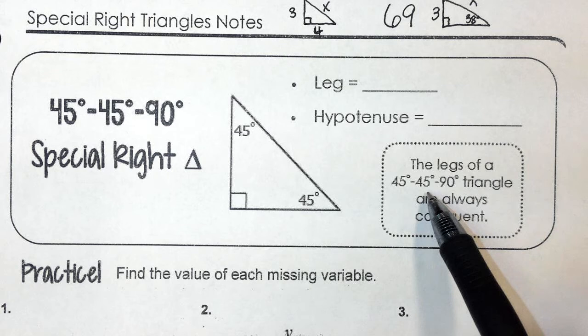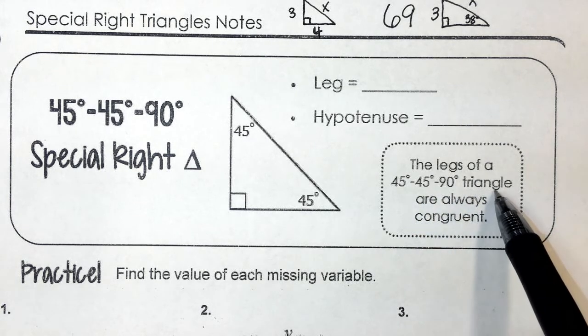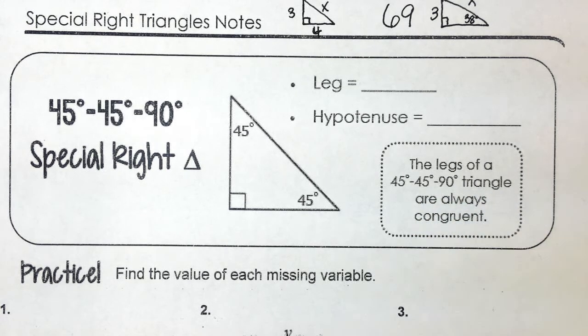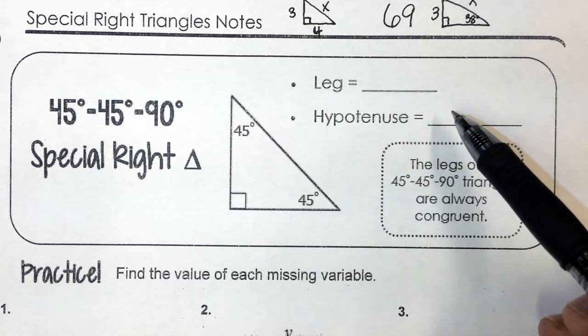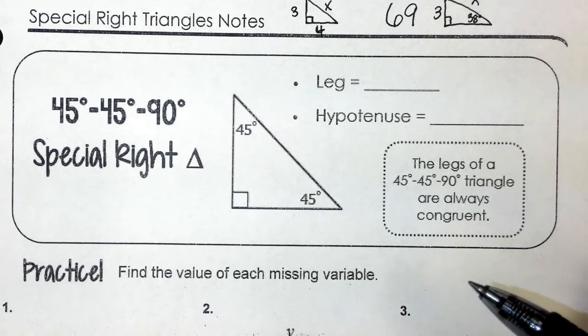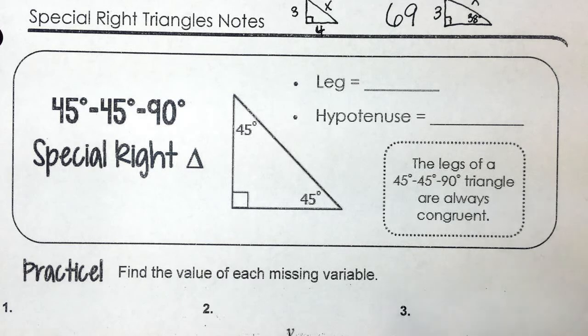And the legs of a 45, 45, 90 triangle are always congruent. There's a relationship between the two legs of this triangle and the hypotenuse. If we know that relationship, no matter what numbers they give us, we can always find the missing pieces because we know the relationship between the legs and the hypotenuse. I'm going to teach you about that relationship really quickly.